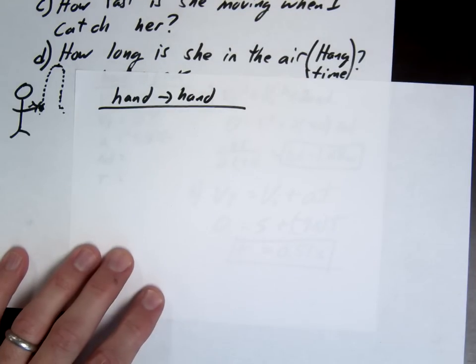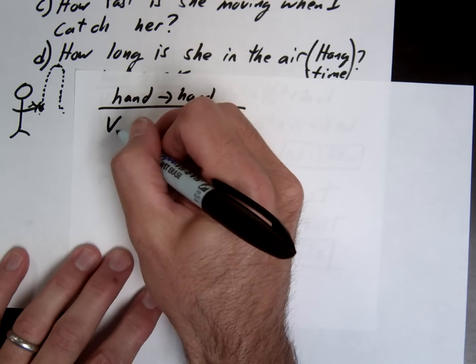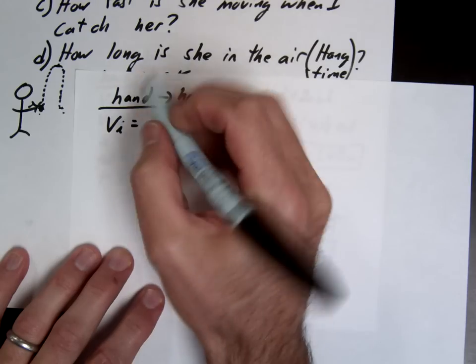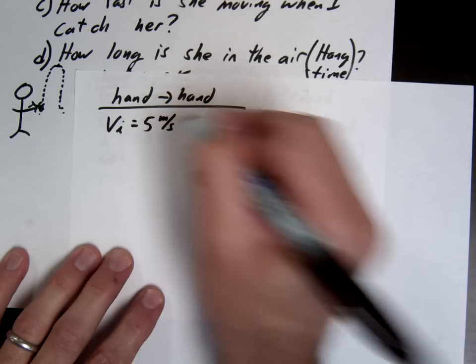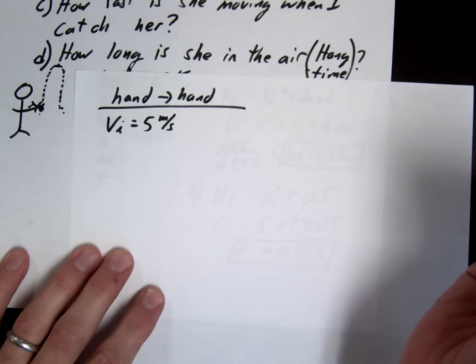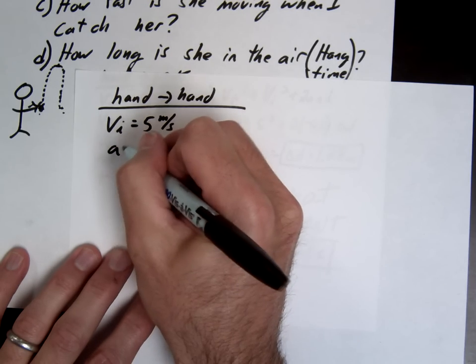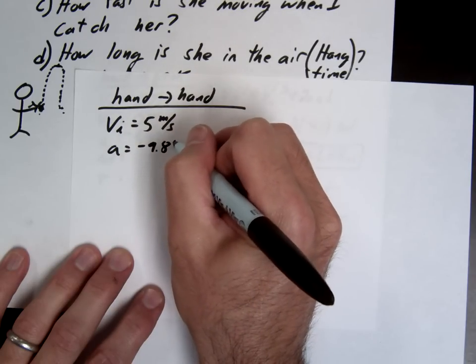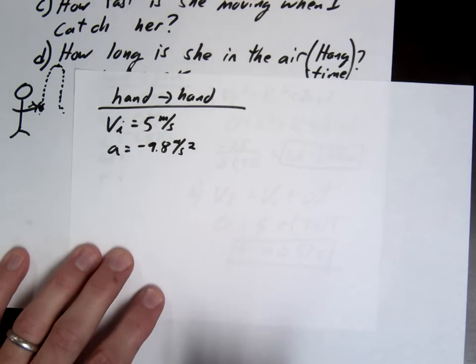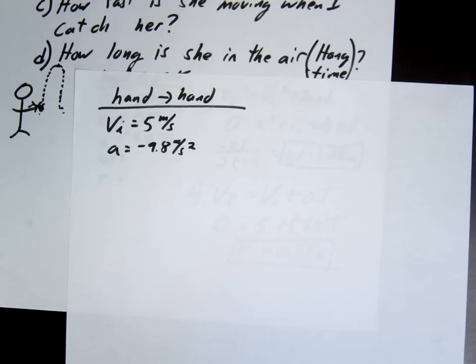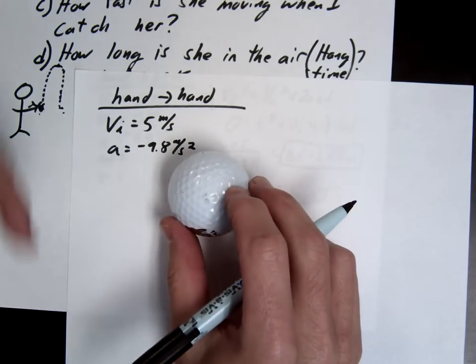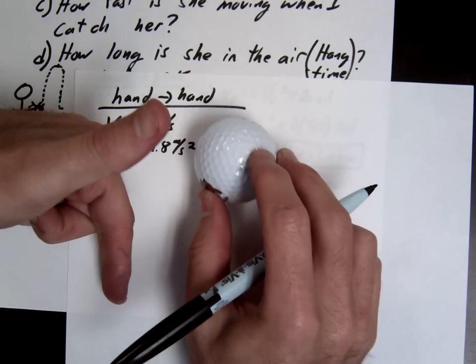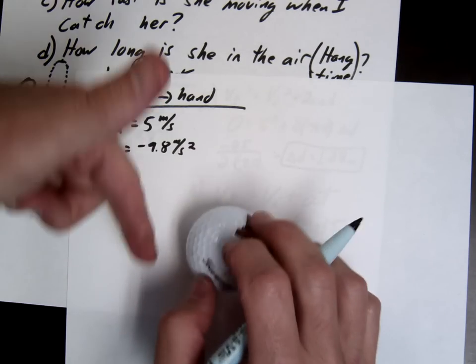So some of the givens will be the same, some will be different. For example, what's true about V initial? Still 5, right? Okay. What's true about the acceleration? Did you guys say negative 9.8? So the acceleration is negative 9.8, and again, on the way up, it's slowing it down. The acceleration's this way. On the way down, it's speeding it up, and the acceleration is still this way.